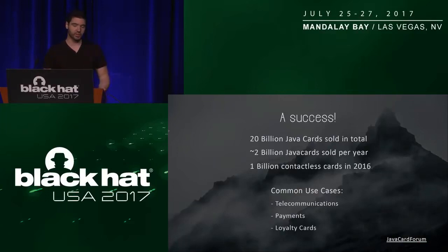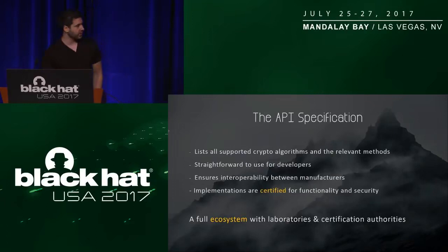Common use cases are telecommunications, which usually refers to SIM cards, payment cards, and then loyalty cards. The API specification is what we're interested in more today. What it does is basically provide a list of all supported crypto algorithms and the relevant methods, and then the manufacturers take this list and implement this on their hardware. This makes it very straightforward for developers to know what's in the hardware and how they can use it. It also ensures interoperability because that list is the same for every manufacturer, so your applet is going to work everywhere. And then it allows implementations of the API to be certified both for functionality and security.